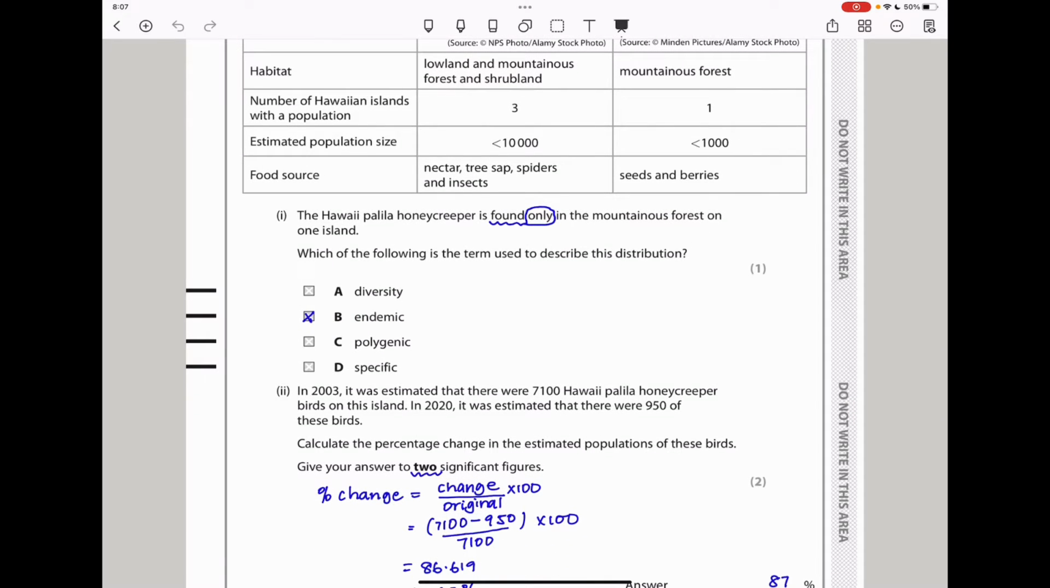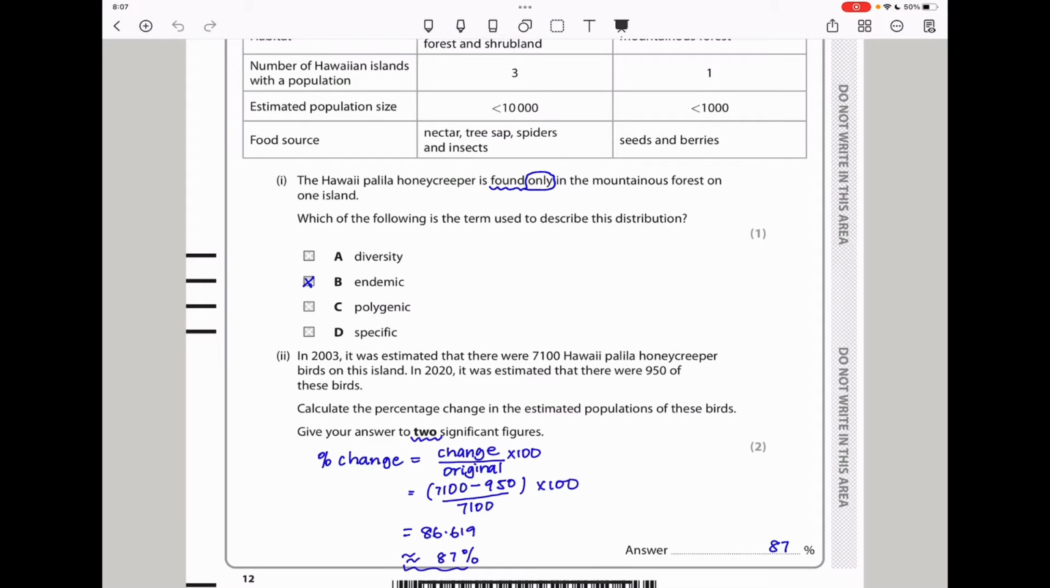Moving on, they say, in 2003, it was estimated that there were 7,100 Hawaii Palila honeycreeper birds on this island, and in 2020, it was estimated that there were 950 of these birds. They ask you to calculate the percentage change in the estimated population of these birds, and they want you to give your answer to two significant figures.